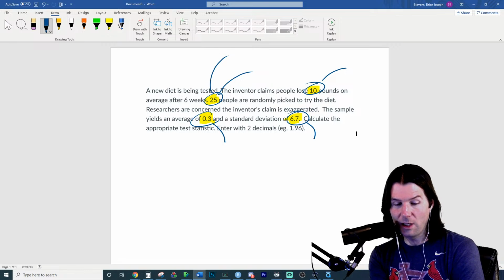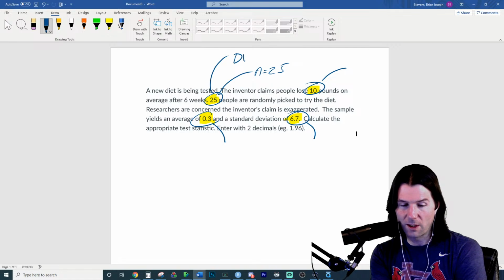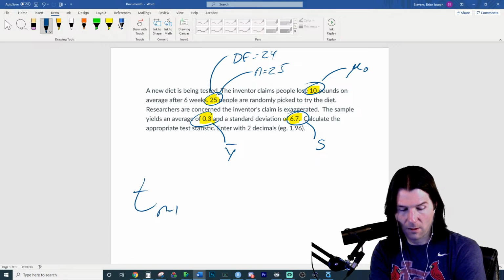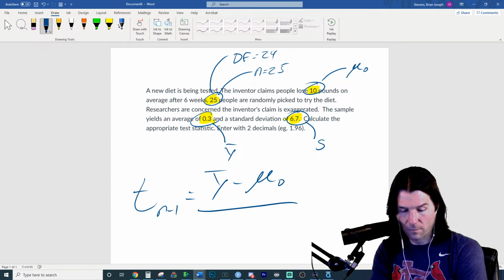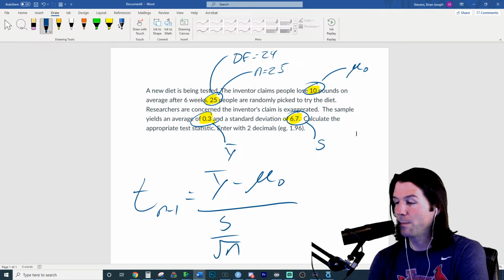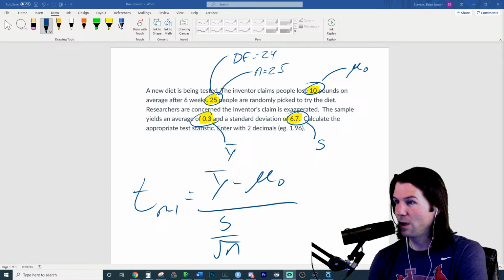So as always, practice our notation. We don't need degrees of freedom, but why not? Lose 10 pounds, mu naught, standard deviation of the sample, mean of the sample, and then, well, sure, why not? Does that make sense, Ella? Mu naught. Yep. And then you are correct. Ella, you're doing great. That's awesome.